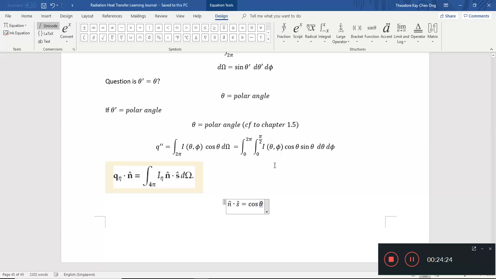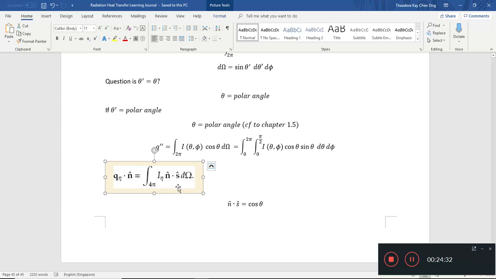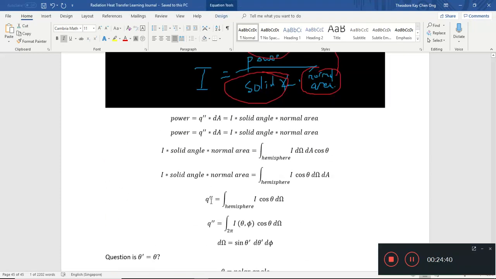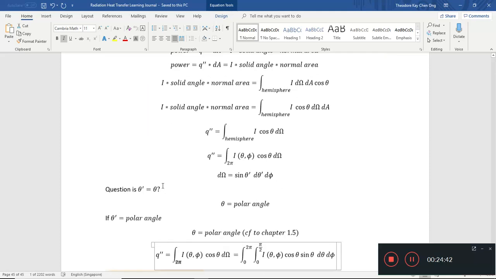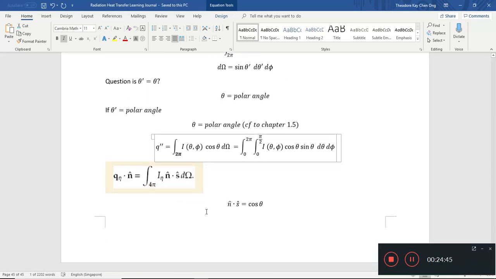So this is something familiar. This is where the cosine theta actually comes from. And instead of going across 2 pi, which is what I was assuming because that's only the hemispherical intensity, they integrate over 4 pi, right? Which is actually, I guess, more correct if you were to talk about heat flux at any arbitrary point. So that's one distinction.